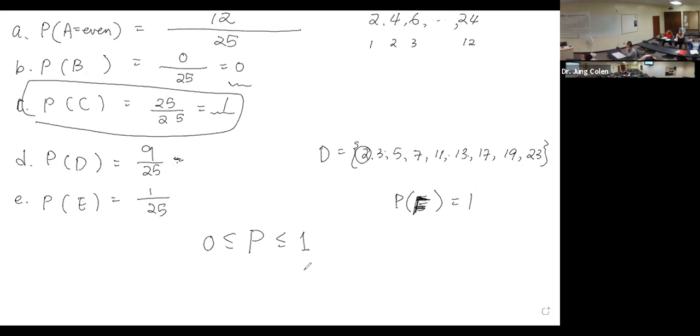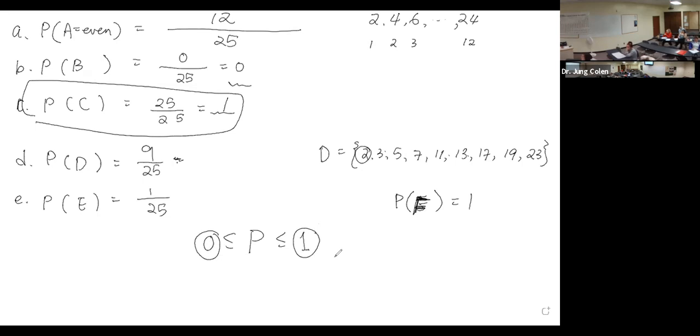Our event happens to be the same as the sample space, right? So it doesn't exceed 1, but it can go all the way up to 1. It cannot be less than 0, but it can be 0, right? So any probability is between 0 and 1, inclusive. So 0 and 1 are included.